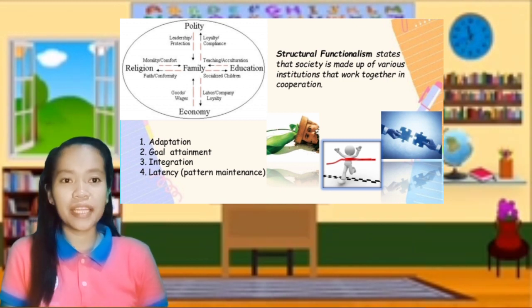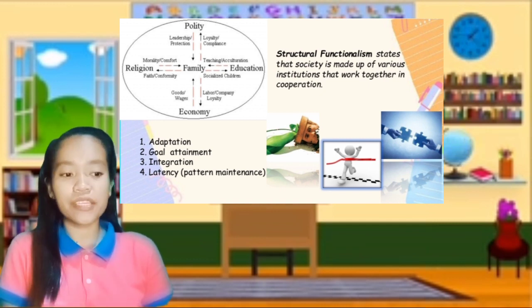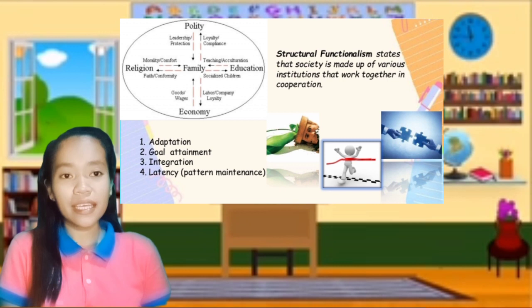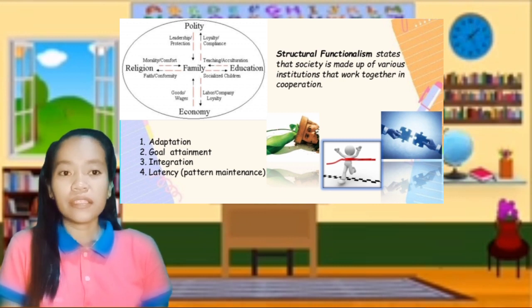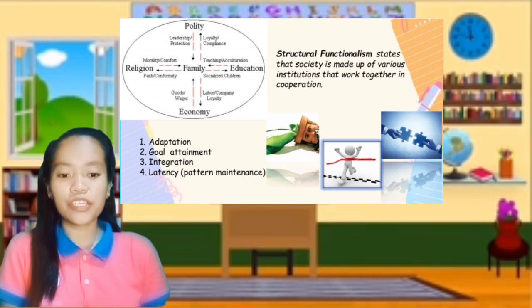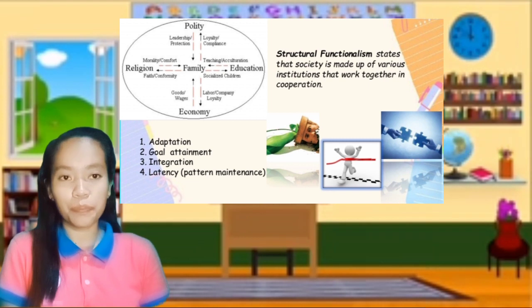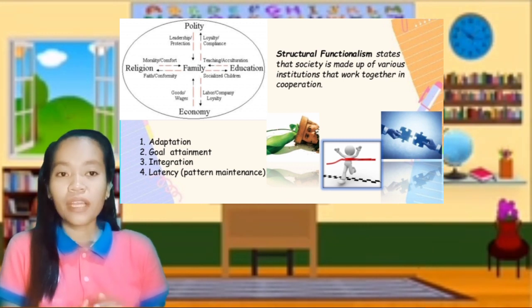So the four functional imperatives: first, adaptation, a system must cope with external situational exigencies. It must adapt to its environment and adapt the environment to its needs. Second is goal attainment: a system must define and achieve its primary goals. Third is integration: a system must regulate the interrelationship of its component parts. It must also manage the relationship among the other three functional imperatives, which are adaptation, goal attainment, and latency or pattern maintenance.